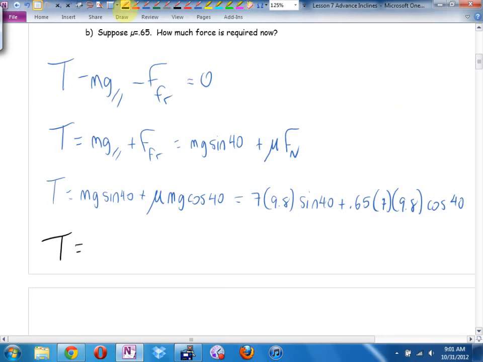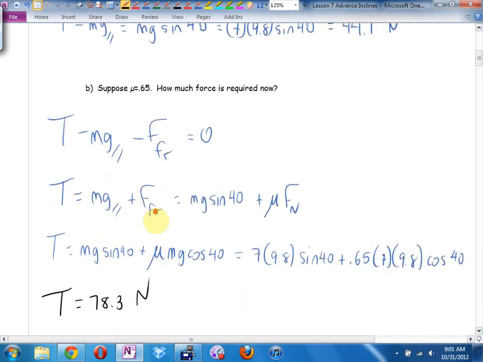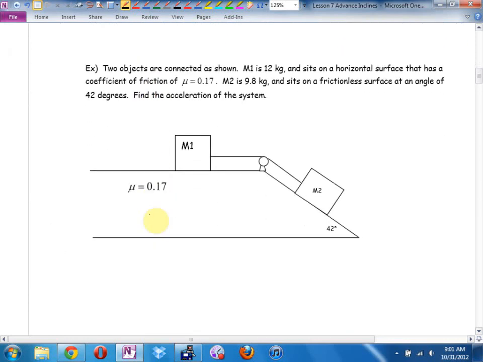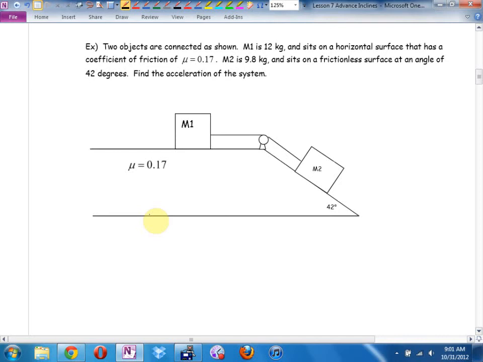Sorry, what do we get? 78.3. Anybody else? I know it's bigger. If I got an answer less than 44, I'd make a calculator mistake, obviously. All right. Woo! Look at this. I'm going to argue you set this up right, and you know what? It's not too bad.